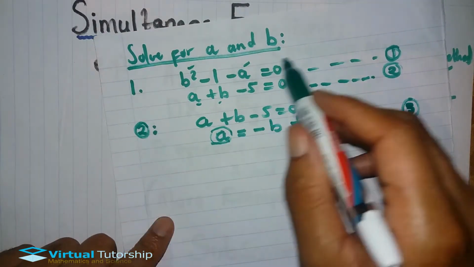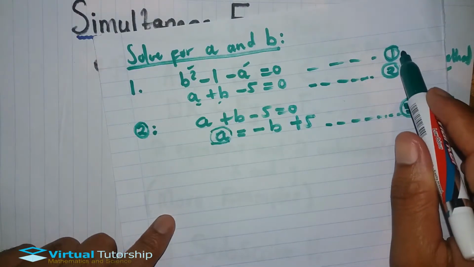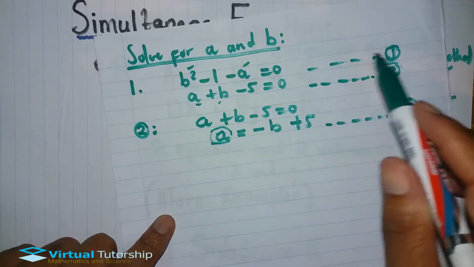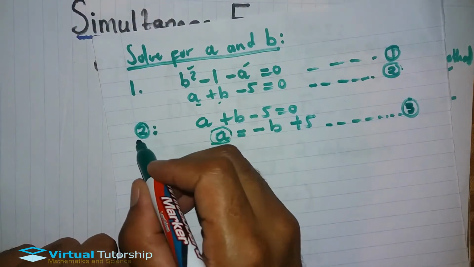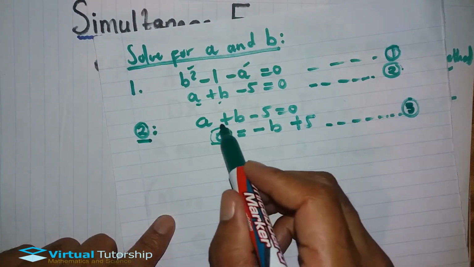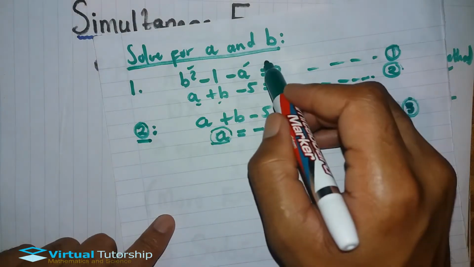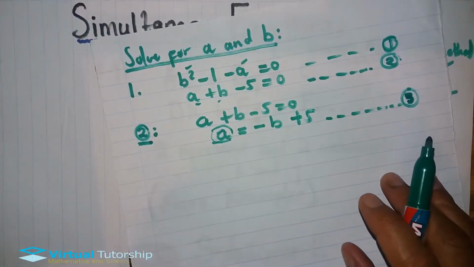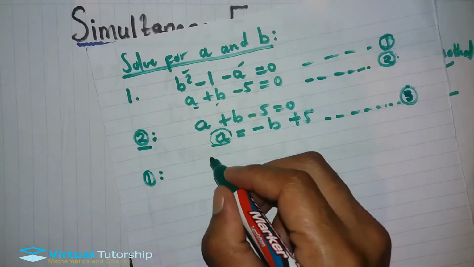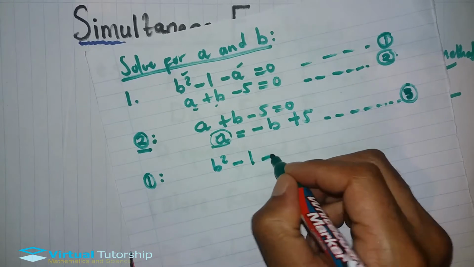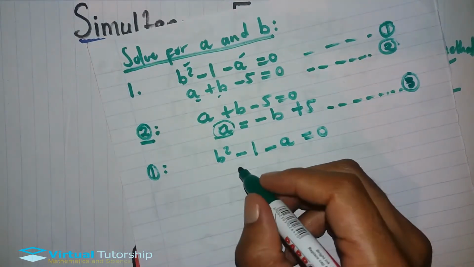So if we have expressed one variable in terms of the other from the second equation, we substitute into equation 1 to get the value of b. So equation 1 is b squared minus 1 minus a is equal to 0.